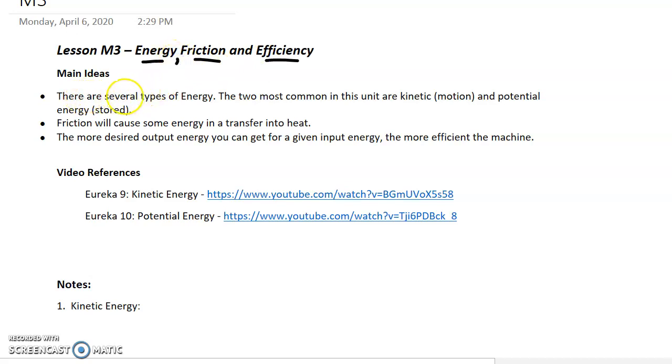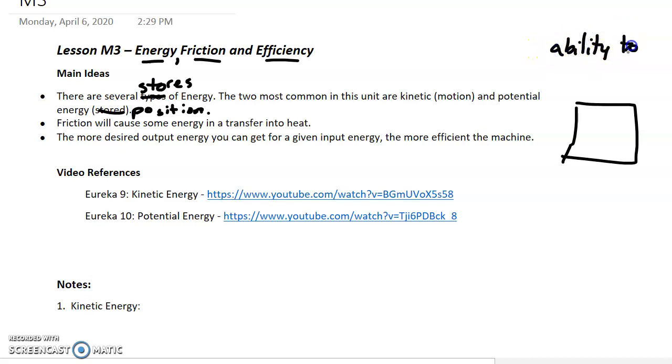Now, first of all, instead of the word types here, we're going to use the word stores of energy. And change this to position. The reason why we're doing that is because energy is really just the ability to do work. That is what energy is. Now, there are several ways that we have the ability to do work or cause a change.